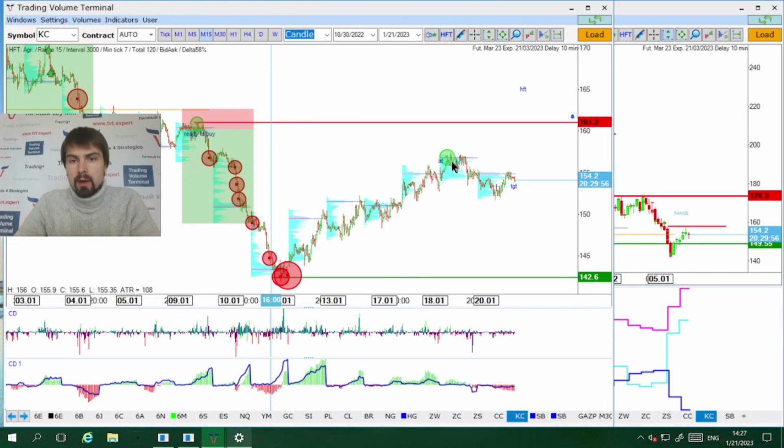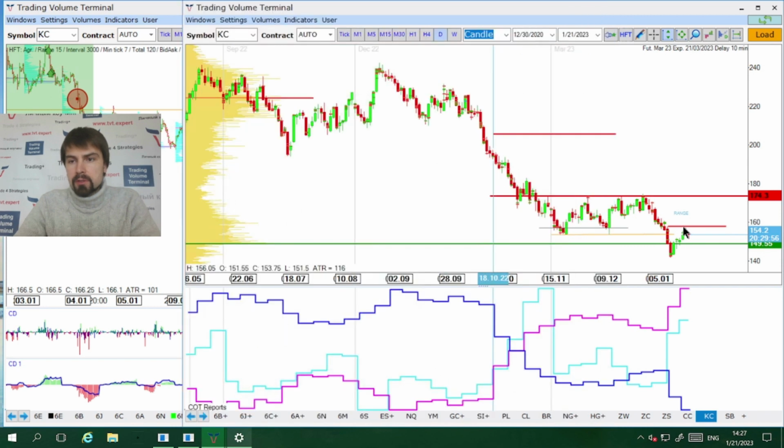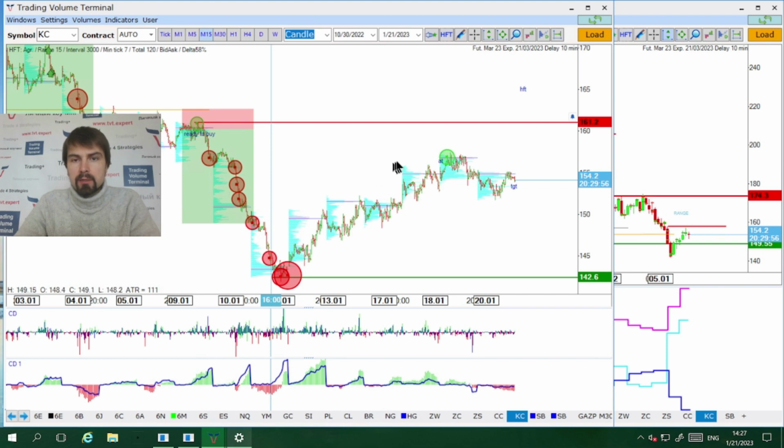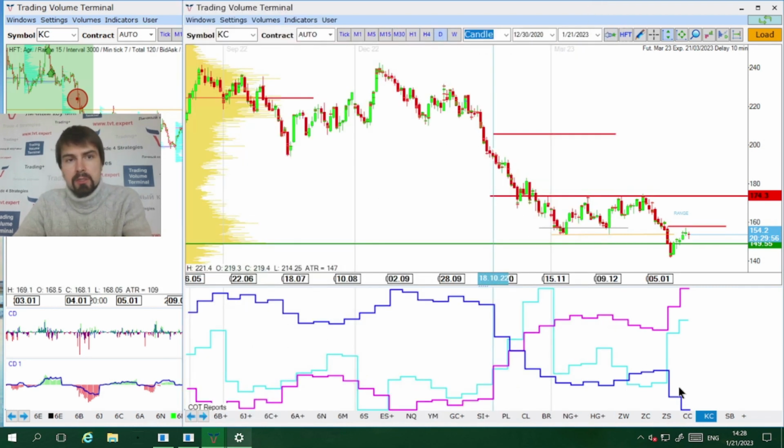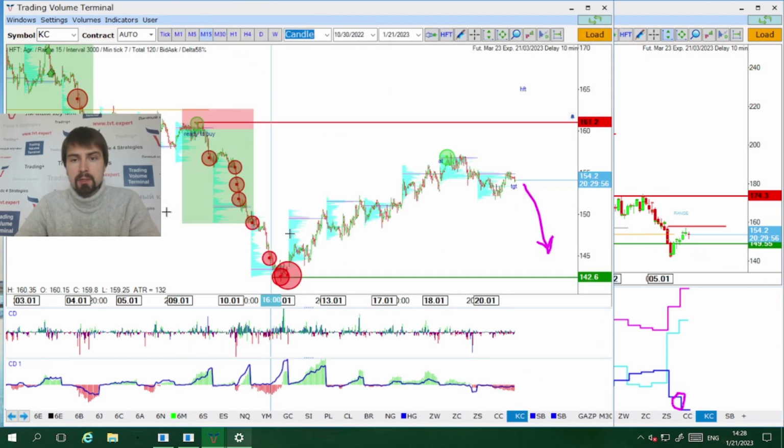Finally, on coffee, I see that the price reacted on the previous zone of supply which we established and created this HFT volume, and I think that it will go to the downside from the beginning of the next week. Hedge funds increased their shorting positions in coffee. They expect that the trend will continue. It will go to the downside, and so also it's possible to make some swings here.